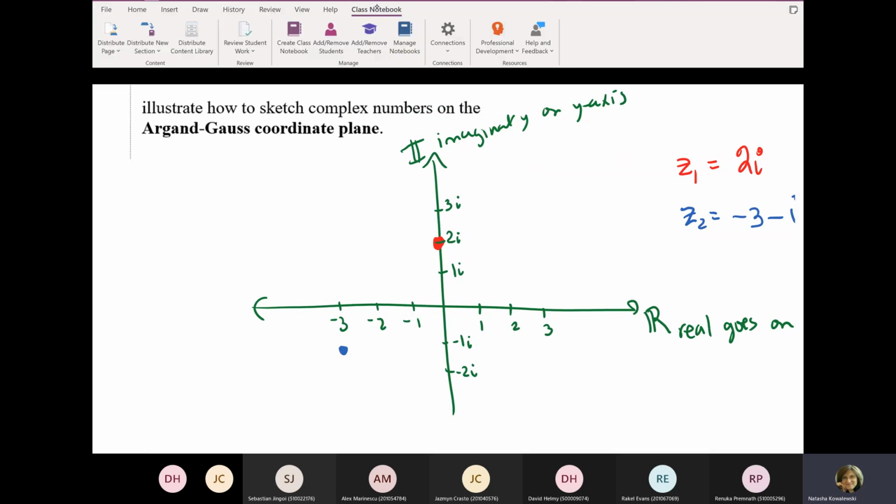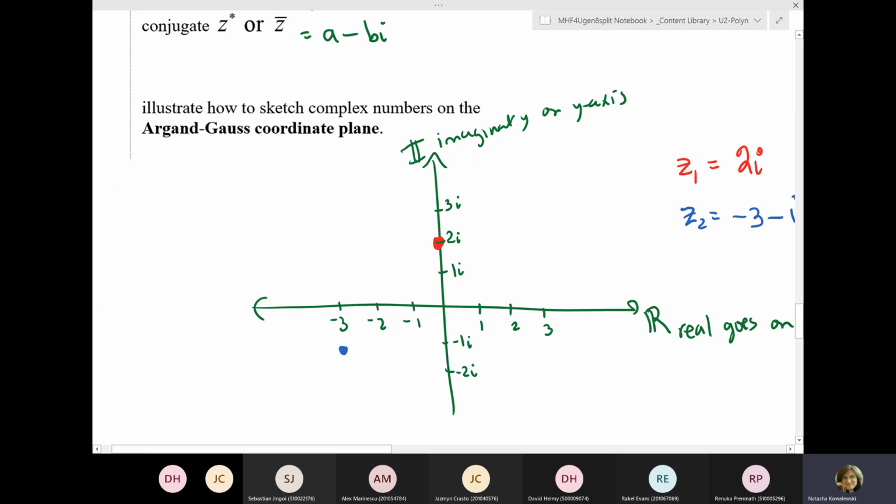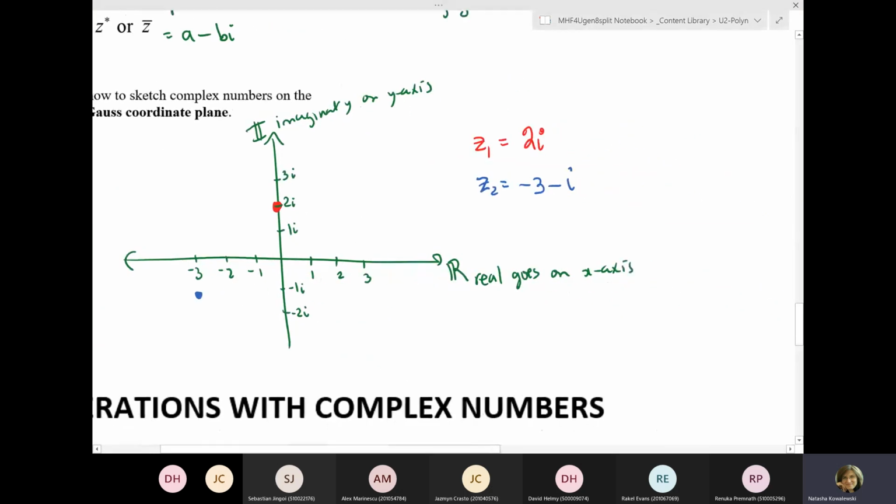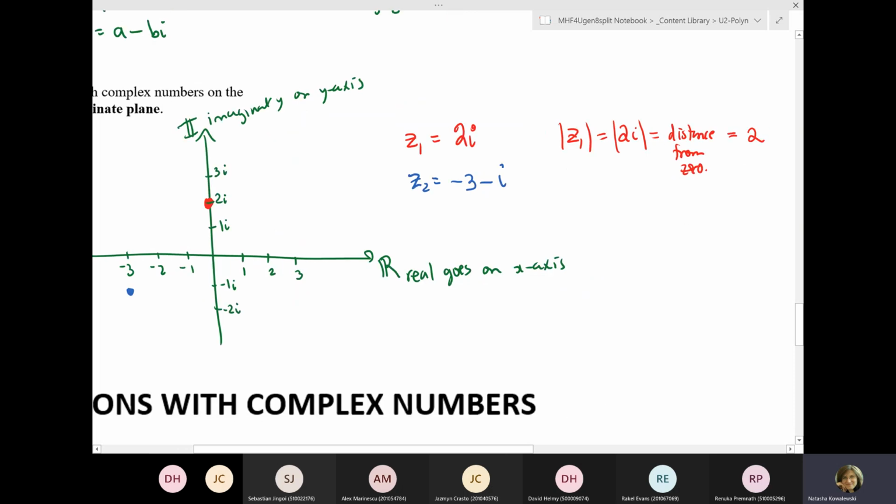And let's look at the red dot first. So if I asked you, what is the magnitude of 2i? You're basically asking yourself, what is the distance from 0? Remember how we talked about the absolute value could be thought of as distance to 0? Well, even though it has an i, the size of that is just 2. So you'd say that the distance from 0 here is just 2.